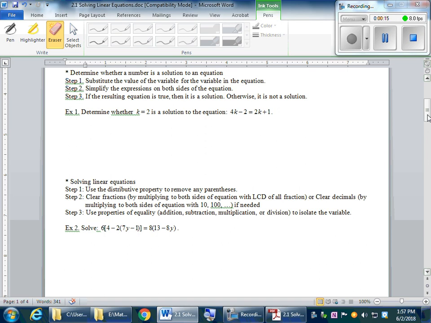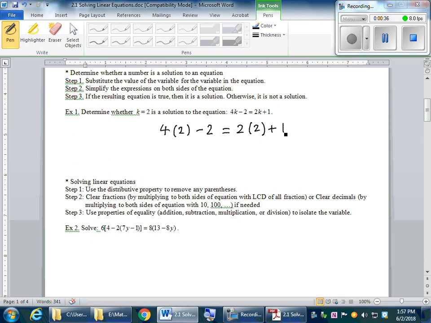4k minus 2 equal to 2k plus 1. So first, we substitute the value of k into the equation. So that will be 4 times 2 minus 2 equal to 2 times 2 plus 1.